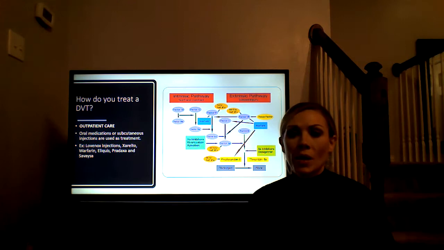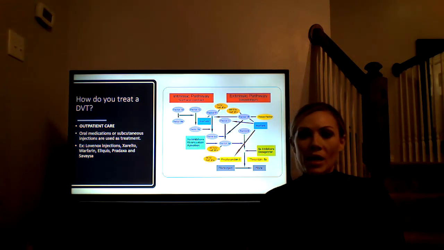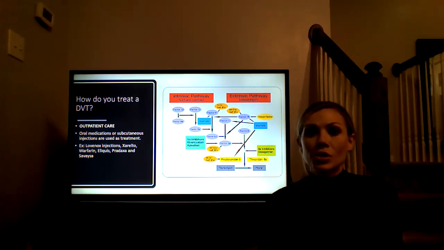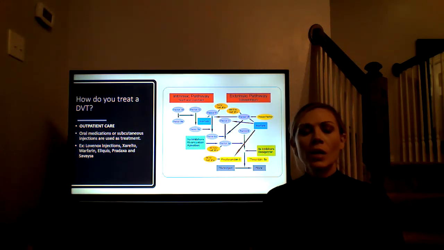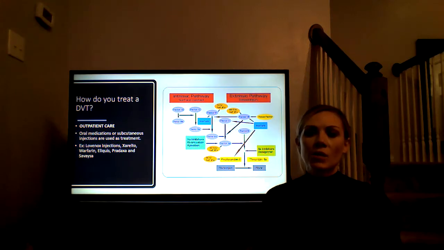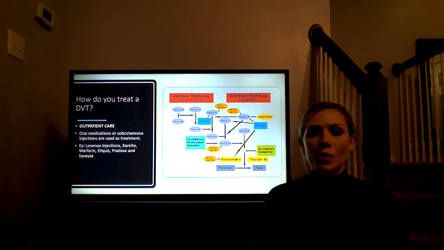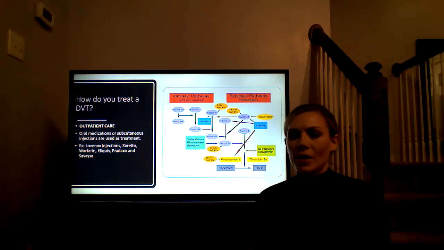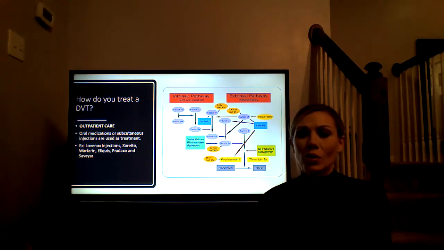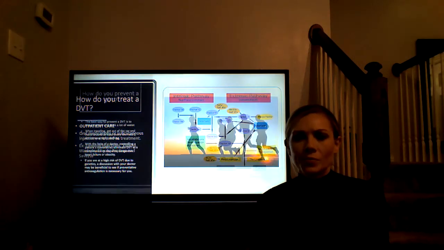If you're outpatient, there are several different oral medications that you can be on. It's not just a standard aspirin or warfarin like it was 15 years ago. There are several different ones on the market. You just have to talk to your doctor about what the right medicine is for you. Examples of that would be Eliquis, Xarelto, warfarin. Some people even go home on Lovenox injections. So just talk with your doctor to see what's best for you.